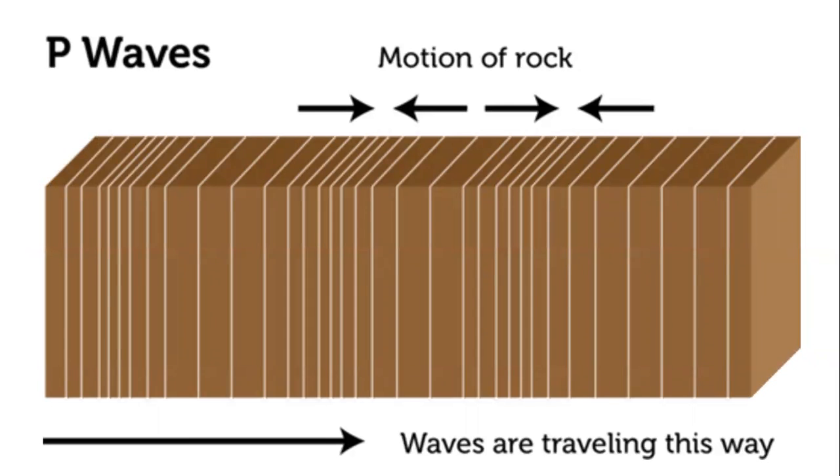P waves are longitudinal waves caused by earthquakes, so in rock. The disturbance that causes an earthquake sends longitudinal waves through underground rocks in all directions away from the disturbance, just like we saw with dropping a pebble in the water. But P waves are more like what we see in this model here. Instead of up and down motion, there are compressions and rarefactions.